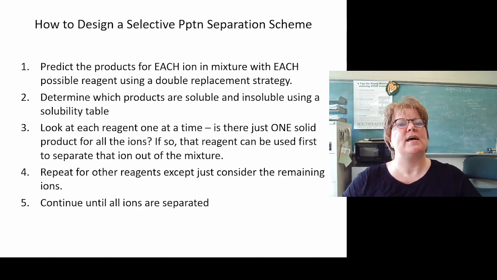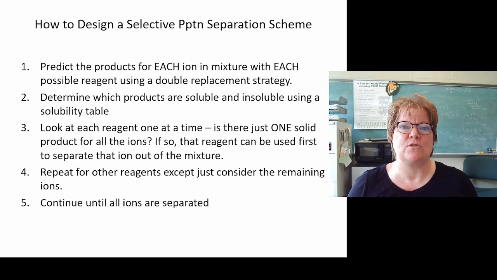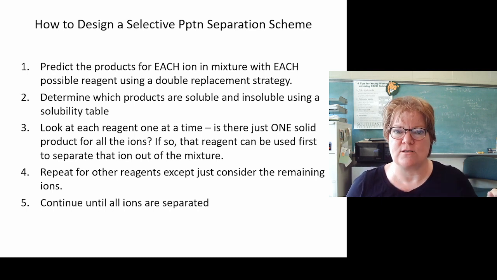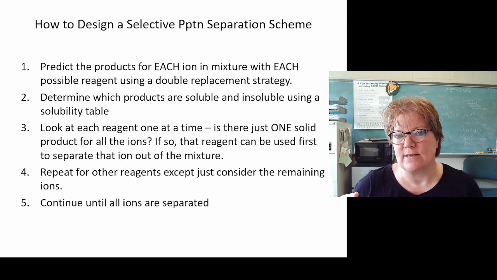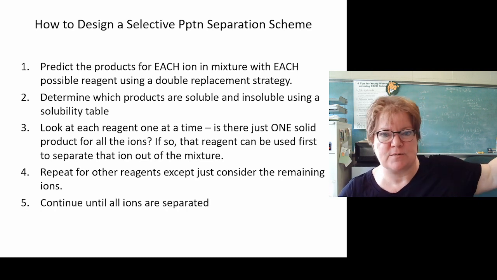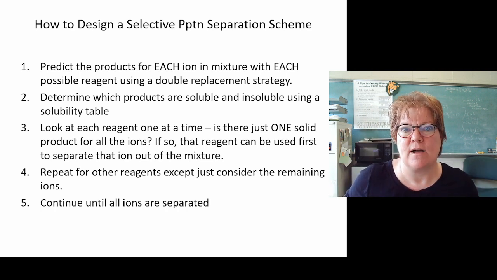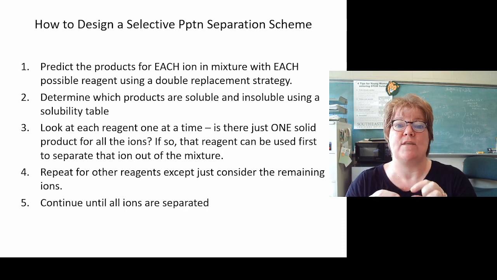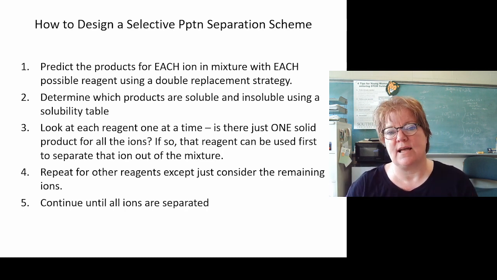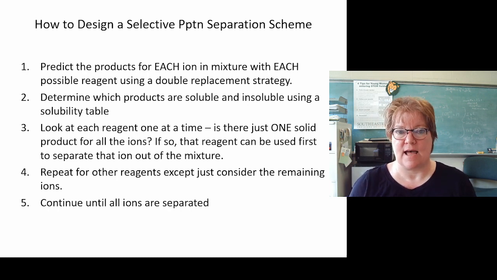After I've done that, if I had more than 2 ions and I needed another reagent, then I would look at the other reagents and do the same thing. However, now I'm considering that the first ion is gone, so I ignore that one, and I'm only looking at the remaining ions. If there would be 2 ions left, because I started with 3 and I precipitated the first out, then I'd have 2 ions left, and I'm looking, does only one of them make a precipitate? And then I go through until I have all my ions separated and I have a scheme.